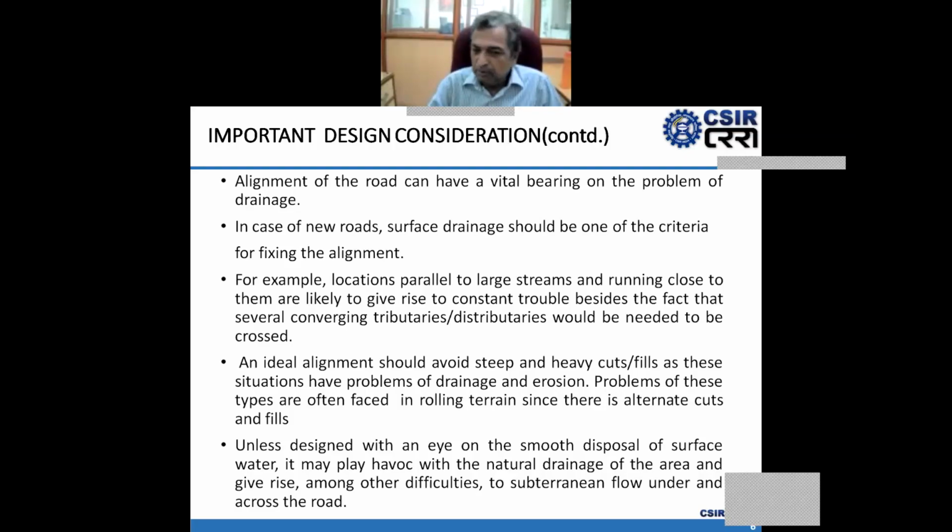For example, locations parallel to large streams and running close to them are likely to give rise to constant travel, besides the fact that several converging tributaries and distributaries would need to be crossed.